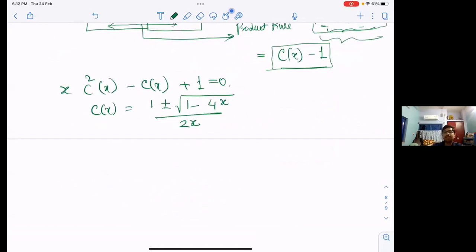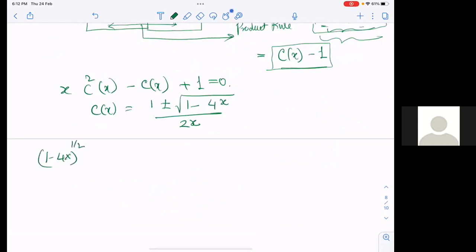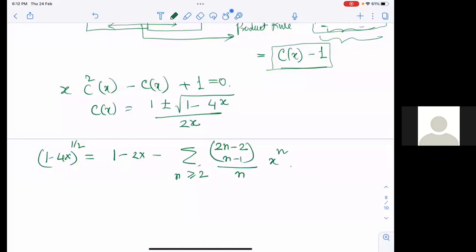Root over 1 minus 4x, that means expanding it in summation form. Correct. That is the process for that. We will expand it. This you can check. I will not. This is like your higher secondary binomial expansion with the fractional coefficient. So if you expand, it will look like this. Just your 10+2 knowledge. There's nothing extraordinary in it. So this is the expression.